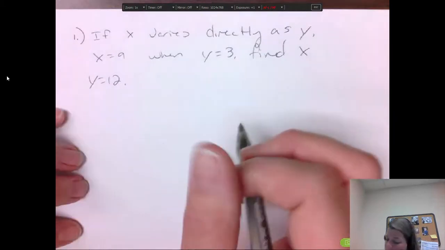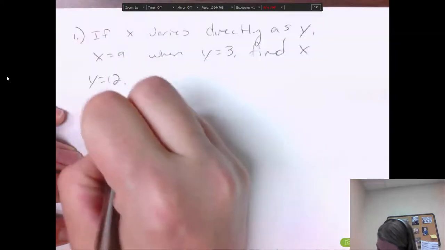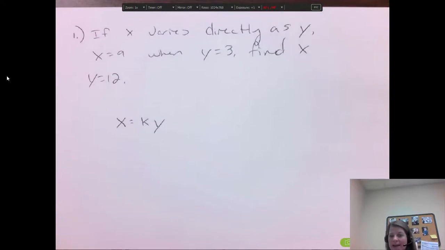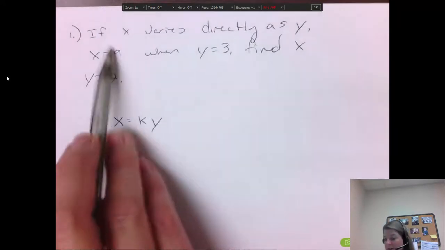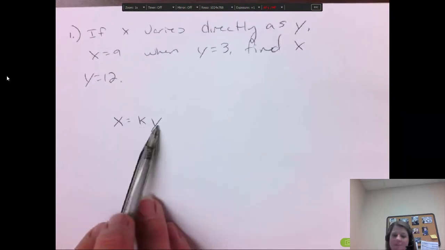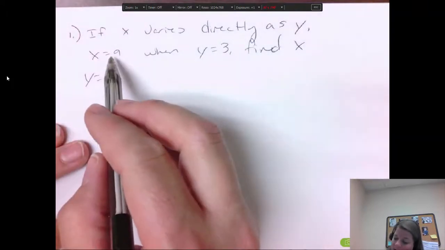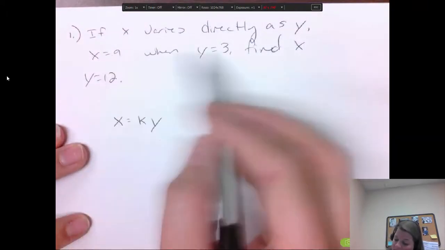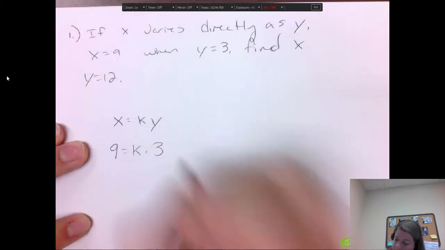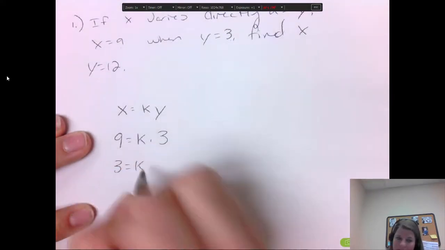So again, we have to start with our equation. X varies directly as y. There's your general formula. The first one always goes first that they talk about because it varies directly as y. And directly just means your constant is being times by y. So here's your general formula. Next, you have to find your k. So you put in the 9 and the 3. 9 equals k times 3. Solve for k. So you divide by 3 and k is equal to 3.